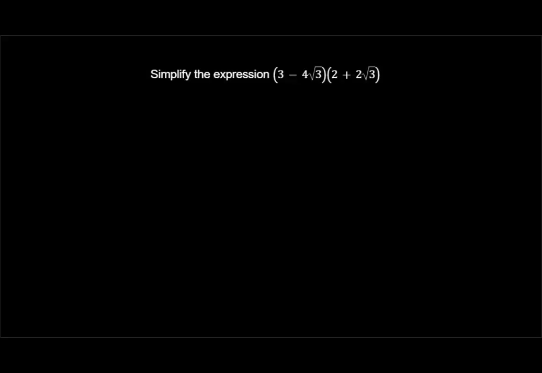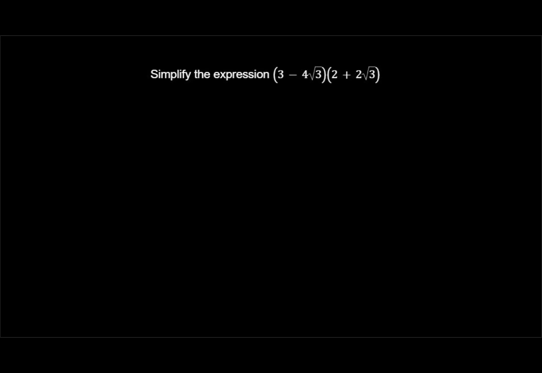Okay, in this example, we're going to be simplifying this expression. This is a binomial, or something with 2 terms, times a binomial, something with 2 terms. This is very similar to doing 2x plus 3 times x minus 5. The only difference is we have radicals here. But the general process is still the same. We just have to worry about how to multiply the radicals.